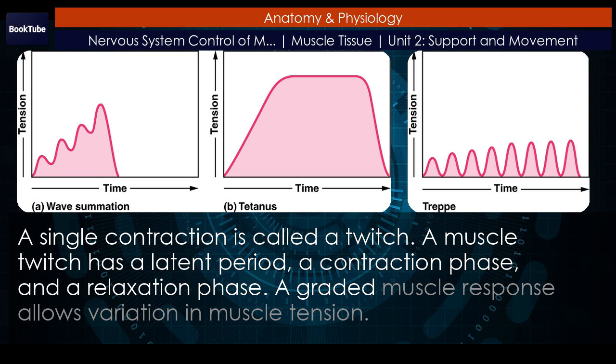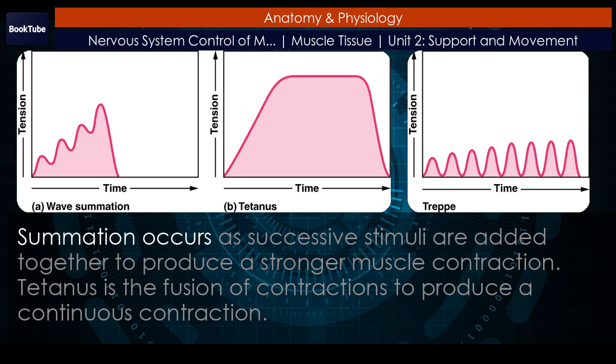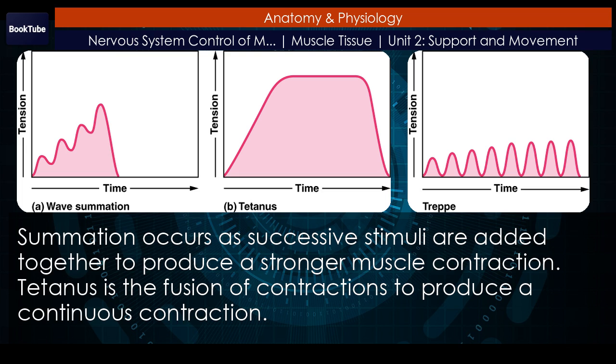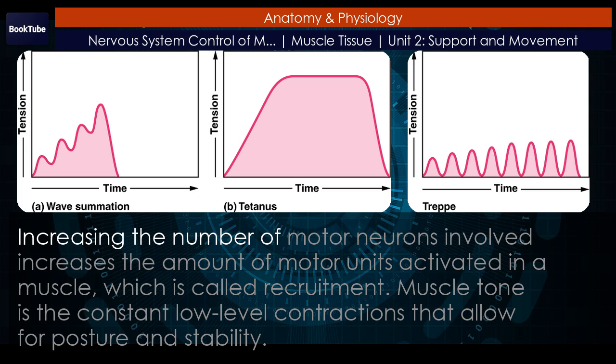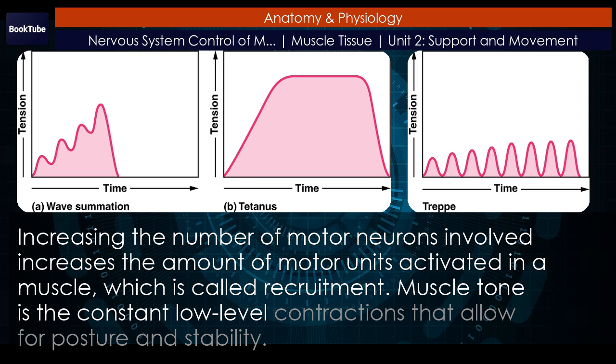A graded muscle response allows variation in muscle tension. Summation occurs as successive stimuli are added together to produce a stronger muscle contraction. Tetanus is the fusion of contractions to produce a continuous contraction. Increasing the number of motor neurons involved increases the amount of motor units activated in a muscle, which is called recruitment. Muscle tone is the constant low-level contractions that allow for posture and stability.